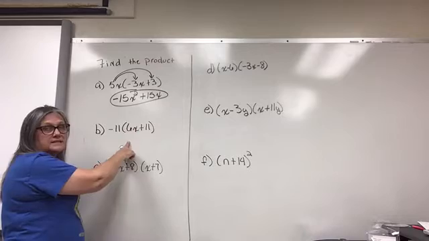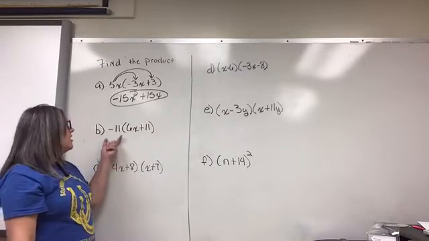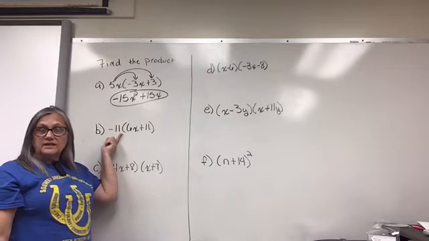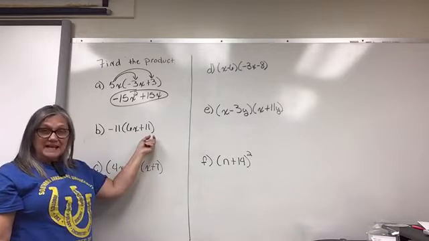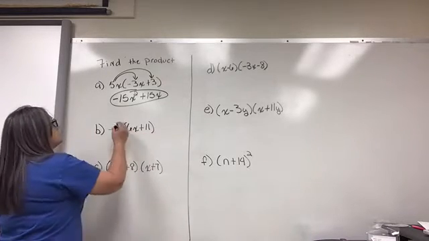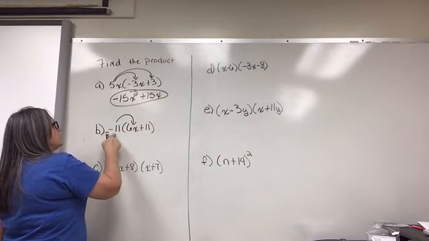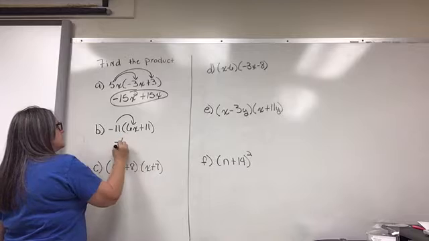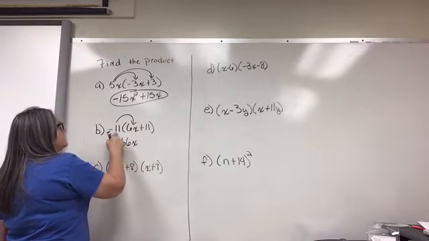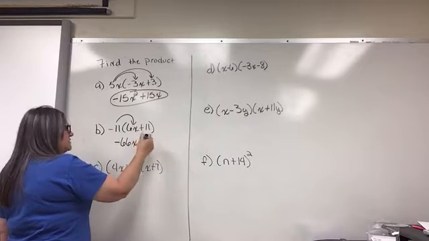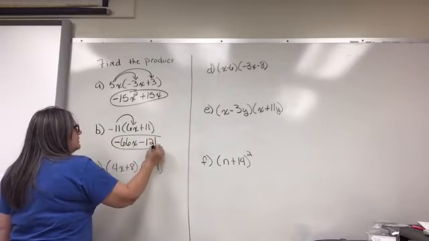Do this one the exact same way, but really be careful about carrying that negative all the way through. The 11 is negative, so I have to multiply everything in there times negative 11. So negative 11 times positive 6x, negative 11 times positive 6 is negative 66, and bring the x down. Negative 11 times positive 11 is going to be negative 121. And that's my answer.